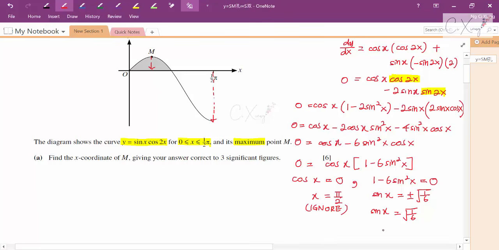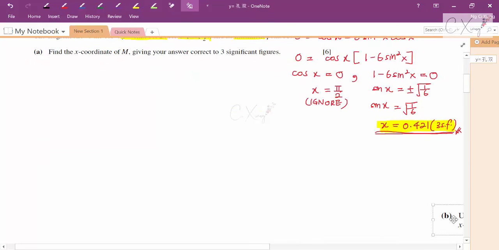Okay, so by pressing the calculator, you take sine inverse of square root of 1 over 6, and you'll get 0.421, correct to 3 significant figures. So the x coordinate for M will be equal to 0.421 radian, for 3 significant figures. So this is how we solve for the x coordinate of the maximum point M. All right, then now you proceed to part B.